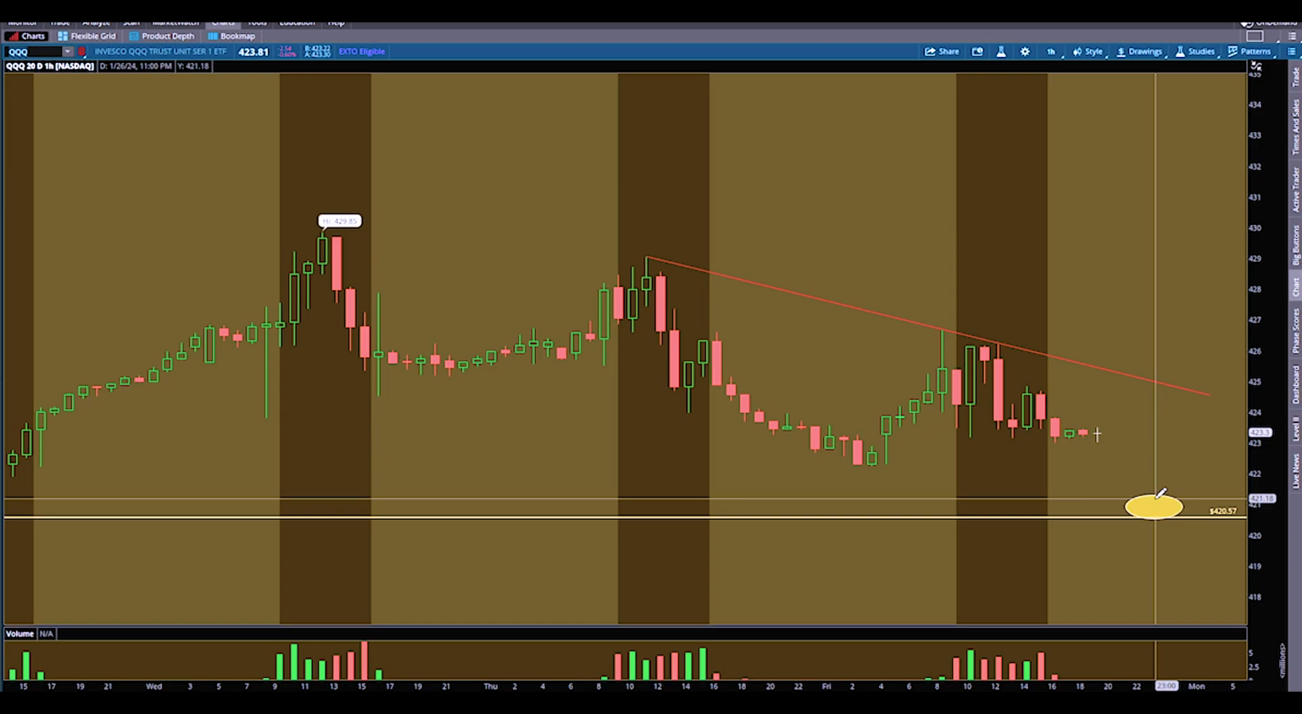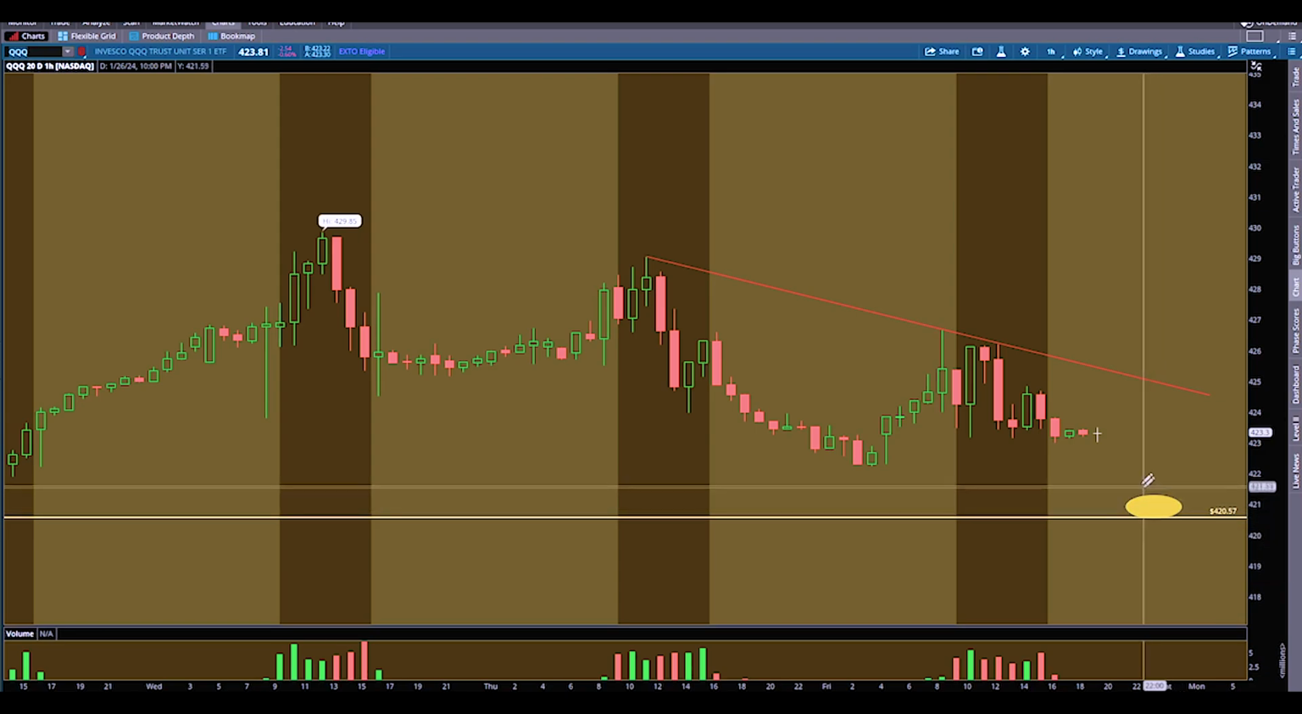So much better taxes on these as opposed to trading Apple options or SPY options, from what I can tell. Anyways, looking for this 421 to 420.57 bounce for calls or longs.